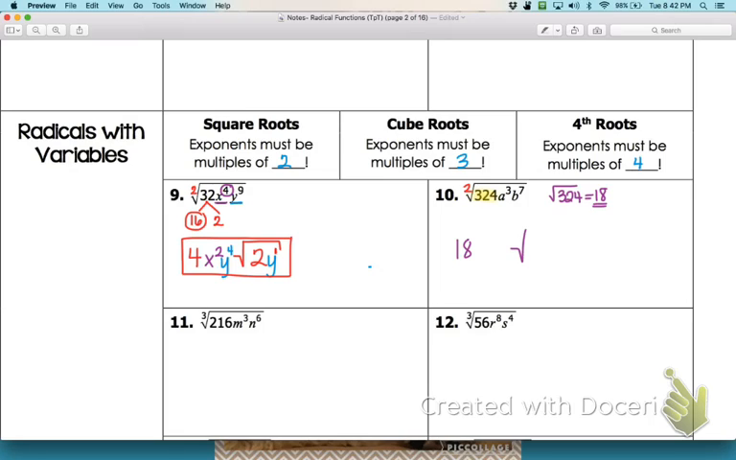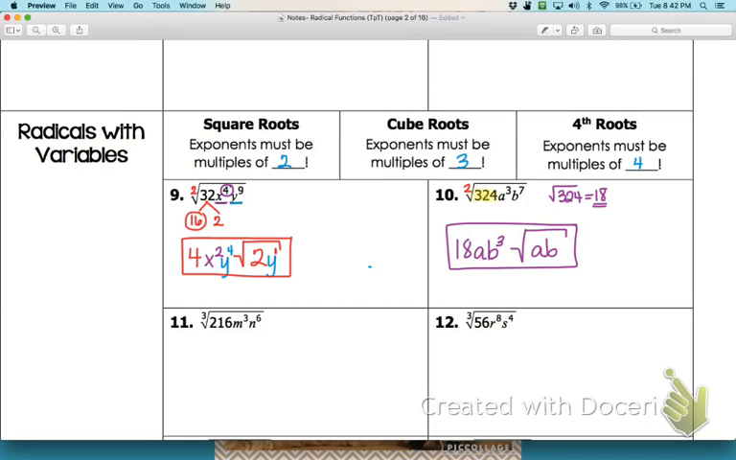2 goes into 3 how many total times? It goes in once. With how many left over? 1. 2 goes into 7 3 times to make 6, and then that means that I have just 1 left over. So 18 a b to the 3rd is what we get there.